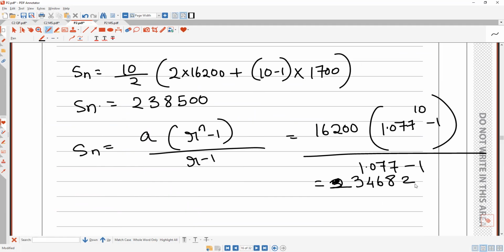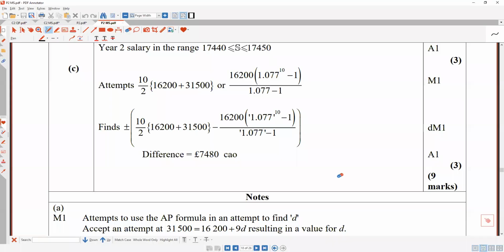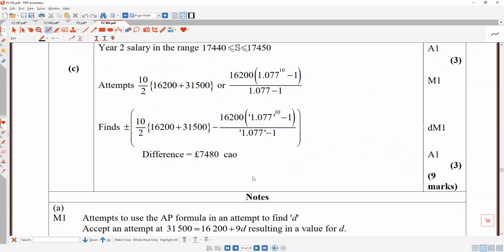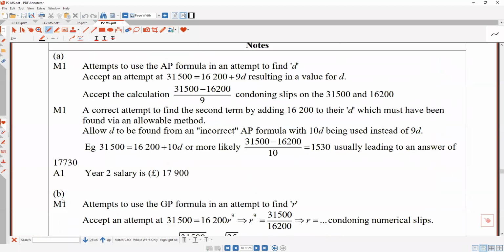234,682. This one? Okay, you know what? I'll check this. Let me pause the recording. Or give me a calculator. Resume recording. So I was able to get this as 231365, and when I minus I got 7134, and they got 7480. Now, let me check what they wrote in the answer over here.